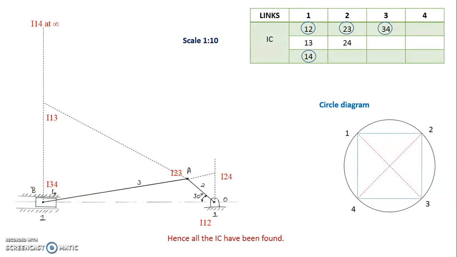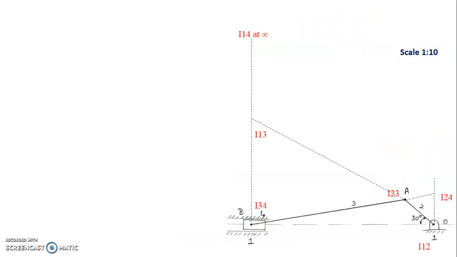Once you have found all the instantaneous centers, now you have to solve the problem. What is given? The angular velocity of the link OA is given. Either angular velocity will be given or speed is given. If speed is given, then we have to find the angular velocity. Here the angular velocity is directly given. Great.